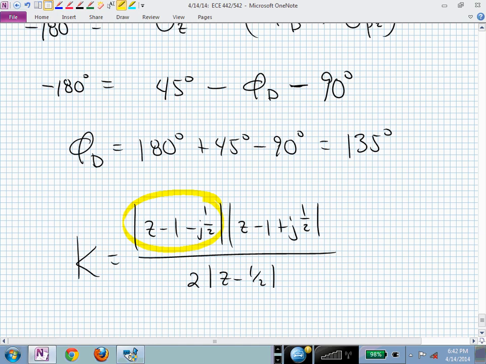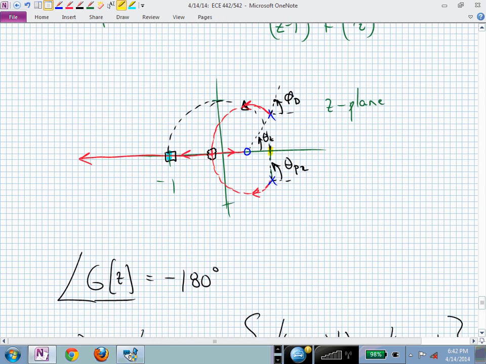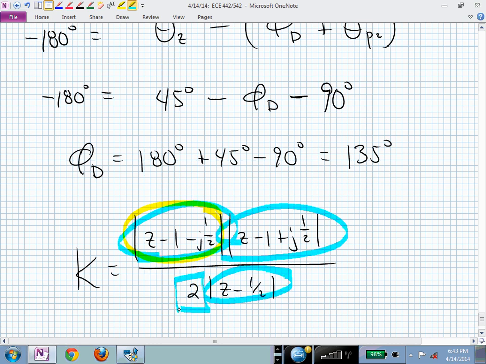Is that clear? You could compute the gain to get you to the triangle by measuring the distance from here to there, from here to there, and from there to there. Those three lengths put into this formula, the first one here, the second one there, the third one there, and keeping track of that 2, multiplying and dividing properly, and there's your gain K to get you to the triangle. Question?